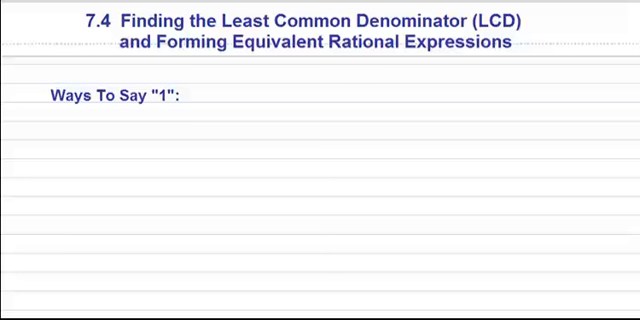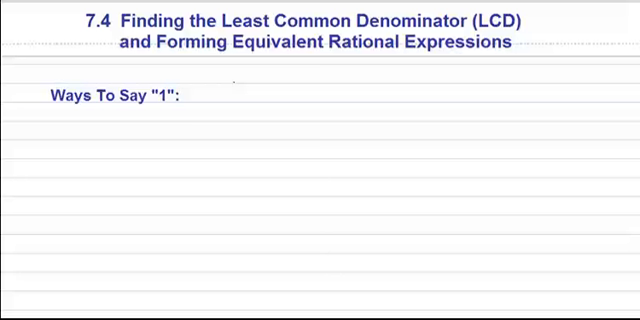So we know that we can only add or subtract rational expressions if they have the same denominator. And so we have to be able to deal with situations where they do not have the same denominator. And that's where we're going to need to be able to find the least common denominator and then form equivalent rational expressions. So let's go back to ways to say 1, and we have talked about this before.